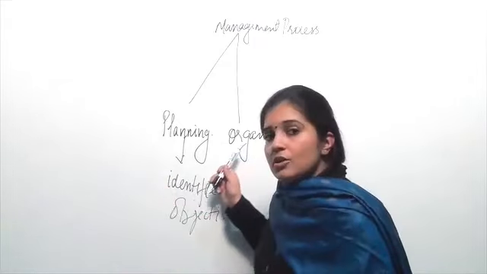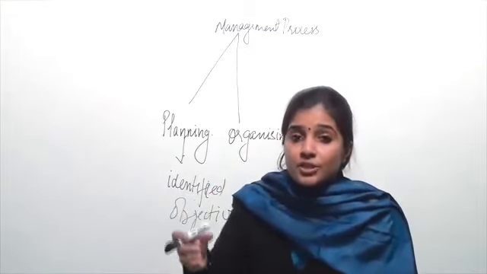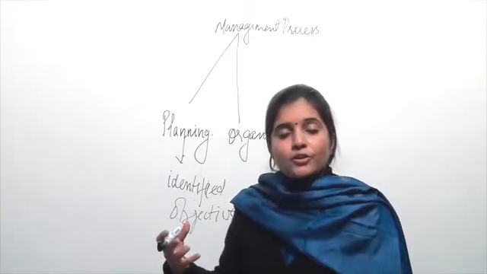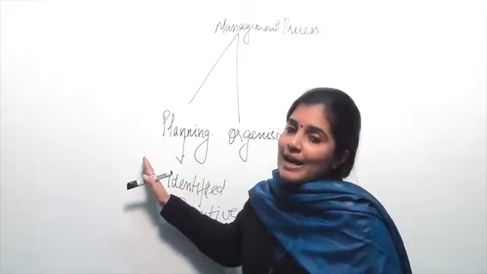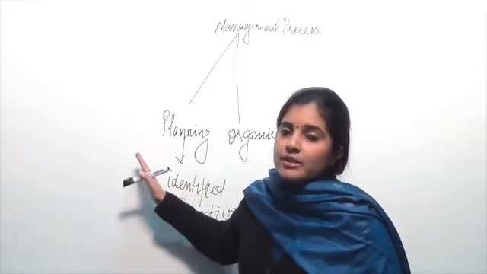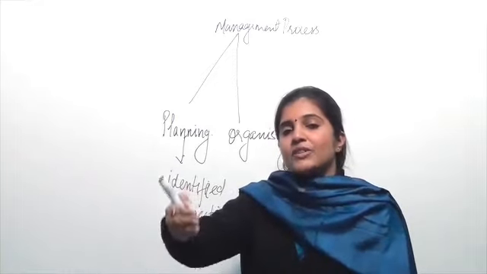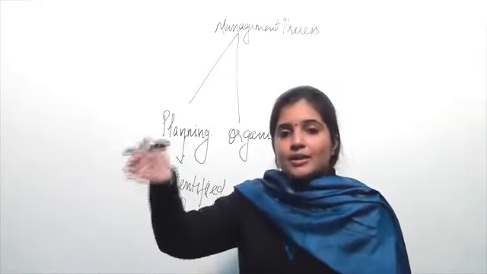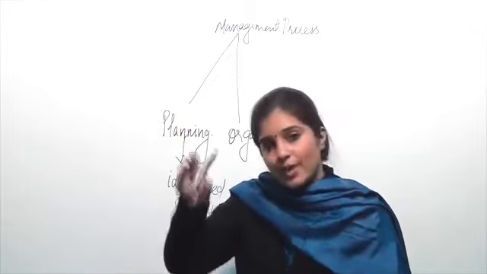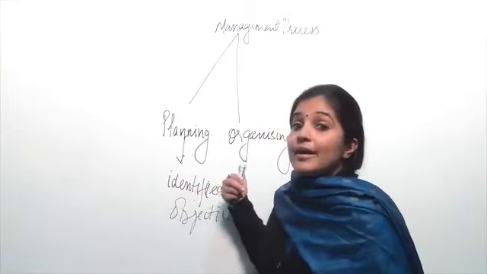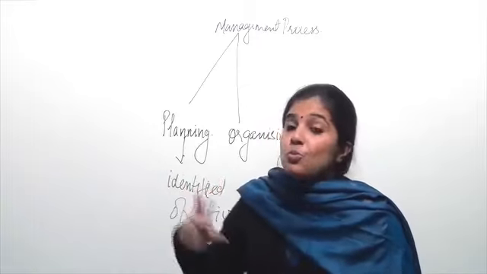Then comes into picture organizing, wherein I am going to arrange all the material which is required to give a practical shape to my plans. Again, going back to the same example, after having decided that I am going to make, let's say, pasta, now whatever are the ingredients required to make that particular dish, I am going to arrange for that, right? And I am going to decide who's going to do what.